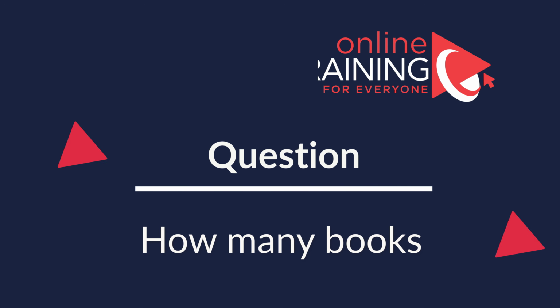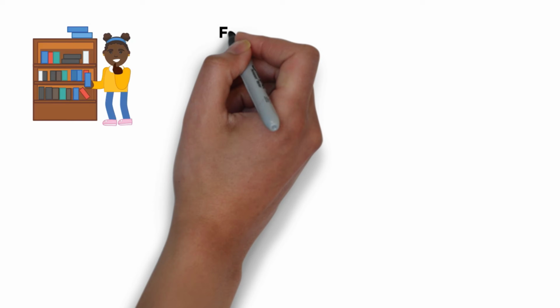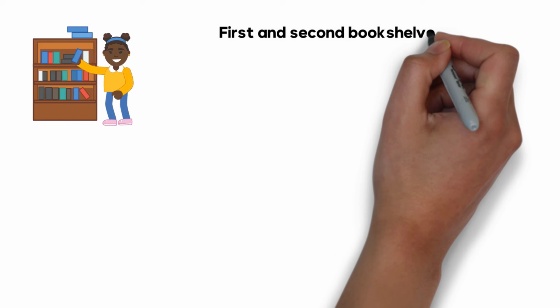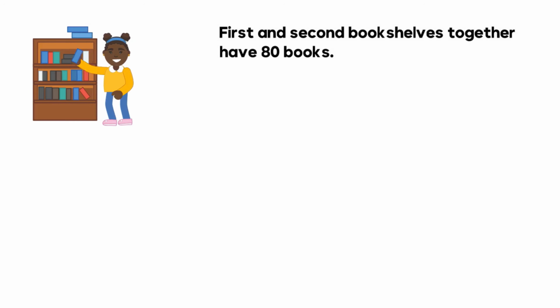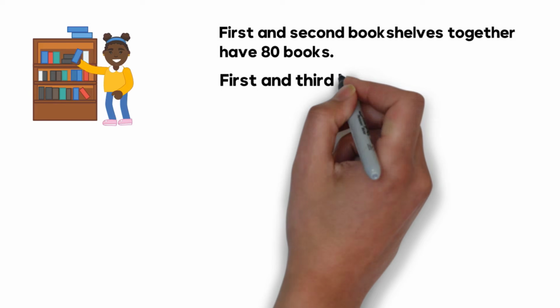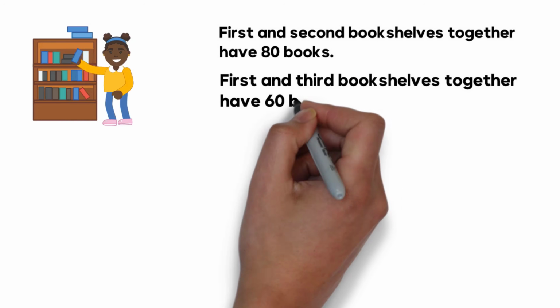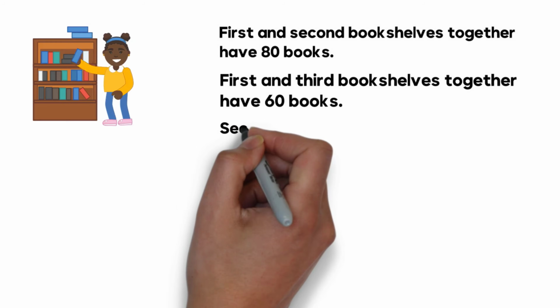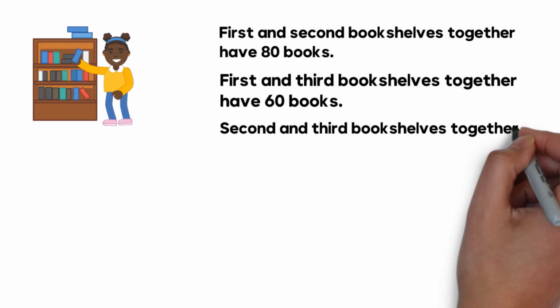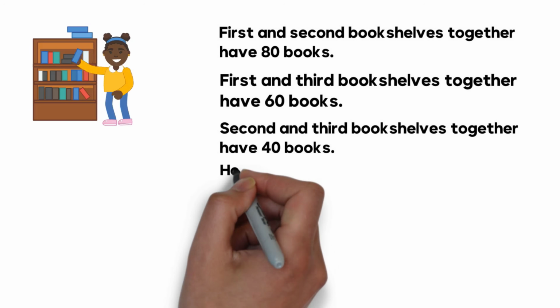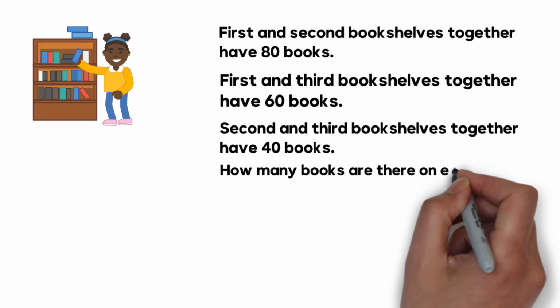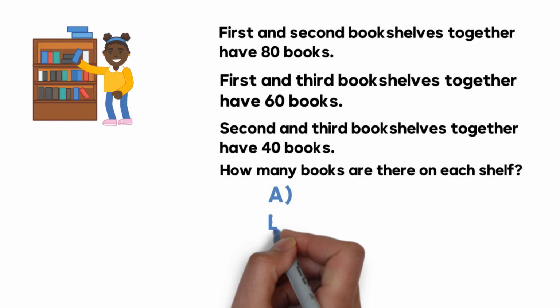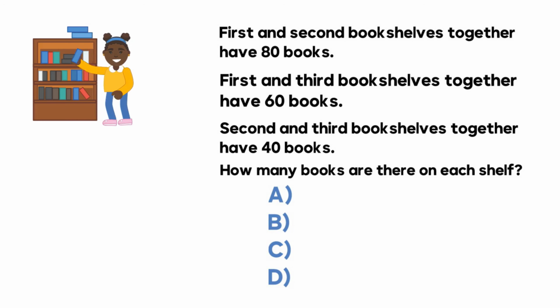Here's a very interesting problem which tests not just your math skills, but also your cognitive ability skills. First and second bookshelves together have 80 books. First and third bookshelves together have 60 books. Second and third bookshelves together have 40 books. How many books are there on each shelf? You have 4 different choices.